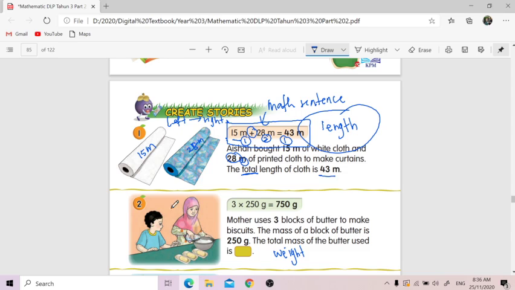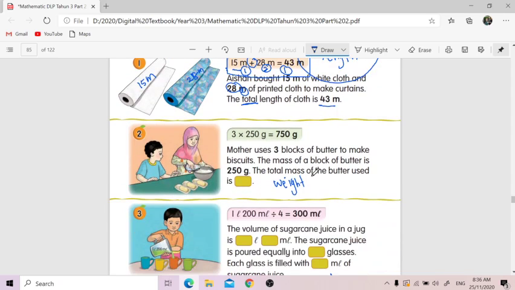Number 2. Here there's a mathematical sentence: 3 times 250 gram. Where is this 3 from? In the picture it has 3 of this butter. So you can make a story: Mother uses 3 blocks of butter to make biscuits.